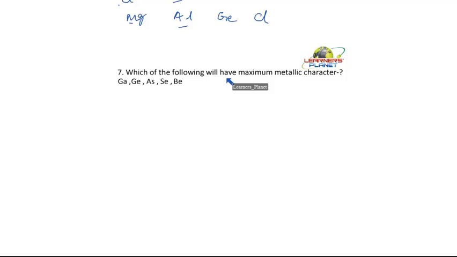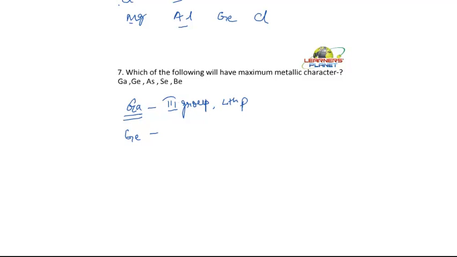Which of the following will have maximum metallic character? Now for solving questions like this, students, you need to learn the periodic table by heart. Otherwise you won't be able to solve a single question of periodic classification of elements. Got my point? So your gallium, which group, which period? It is the third group, fourth period.